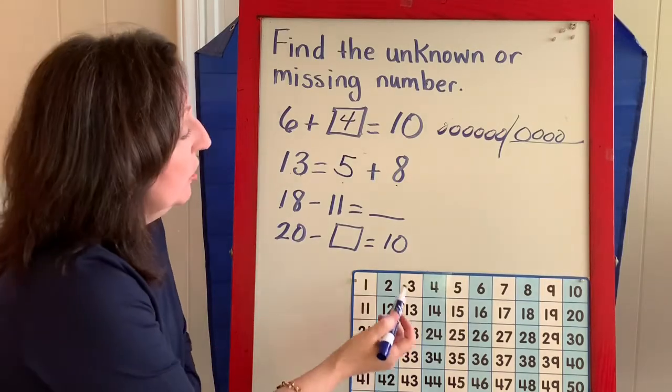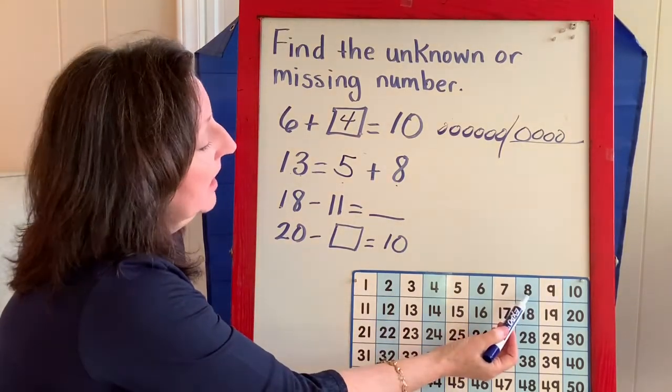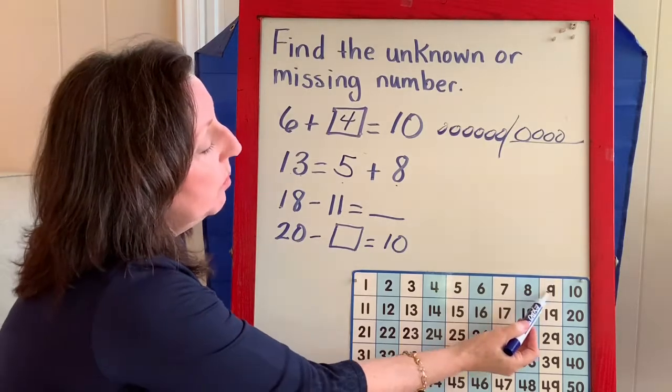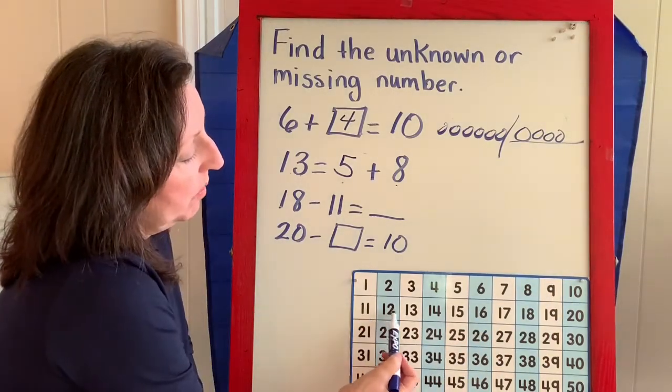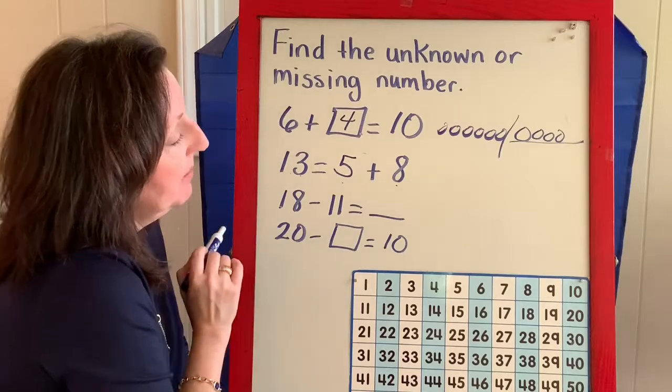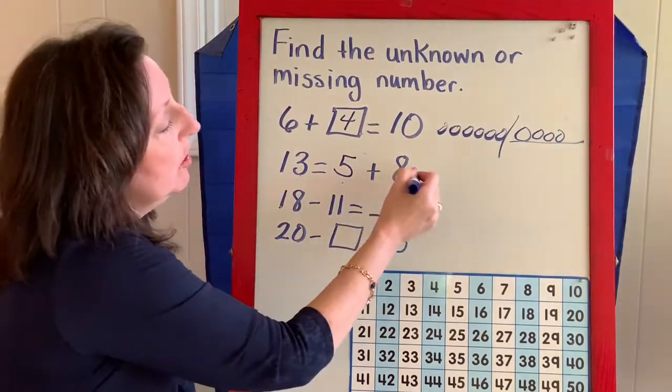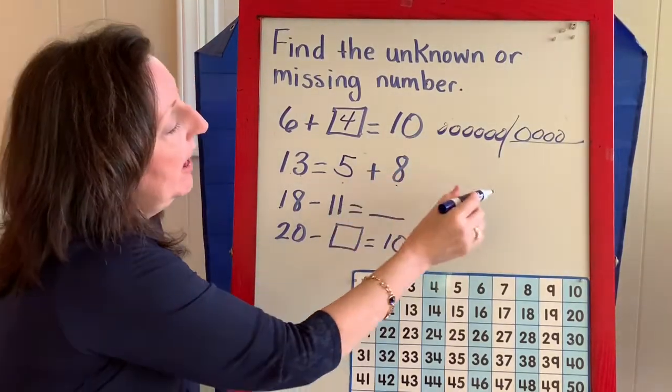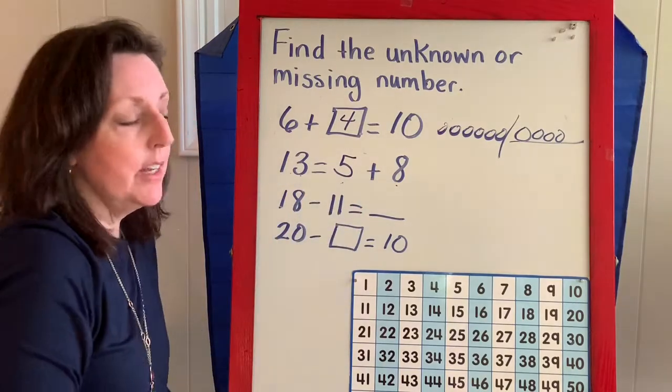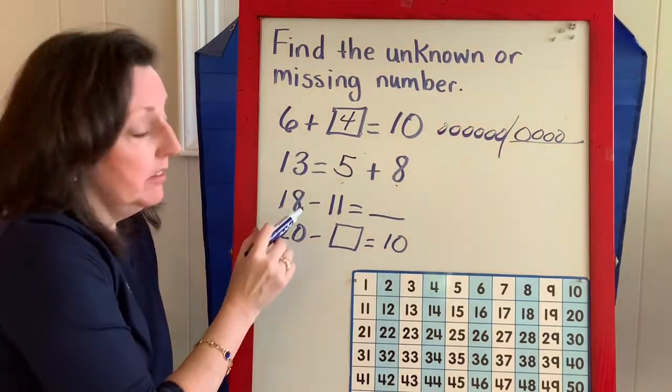Again, you could use your chart. You could touch 8, and then you're going to stop at 13. 1, 2, 3, 4, 5. Got the same answer. You could draw circles. You could draw 13 circles and mark out 8 and then see what you get for your missing number. Let's go to the next one.